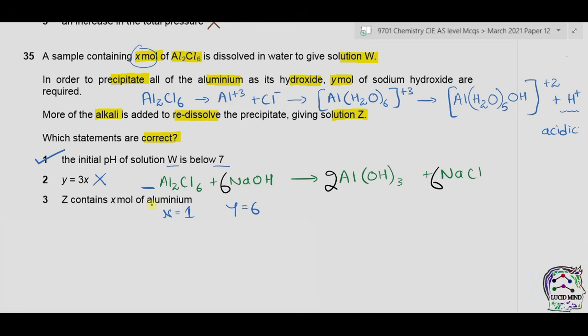Part 3, Z contains X moles of aluminum. Now solution Z is formed by adding alkali to dissolve the precipitate. This is the precipitate that is dissolved in excess alkali. In this precipitate we have 2 moles of aluminum. So Z is equal to 2. When it is compared with X, it is not equal to X as X is 1. So Z is equal to 2 into X. Z does not contain X moles, it contains 2X moles of aluminum. As only option 1 is correct, the answer is D.